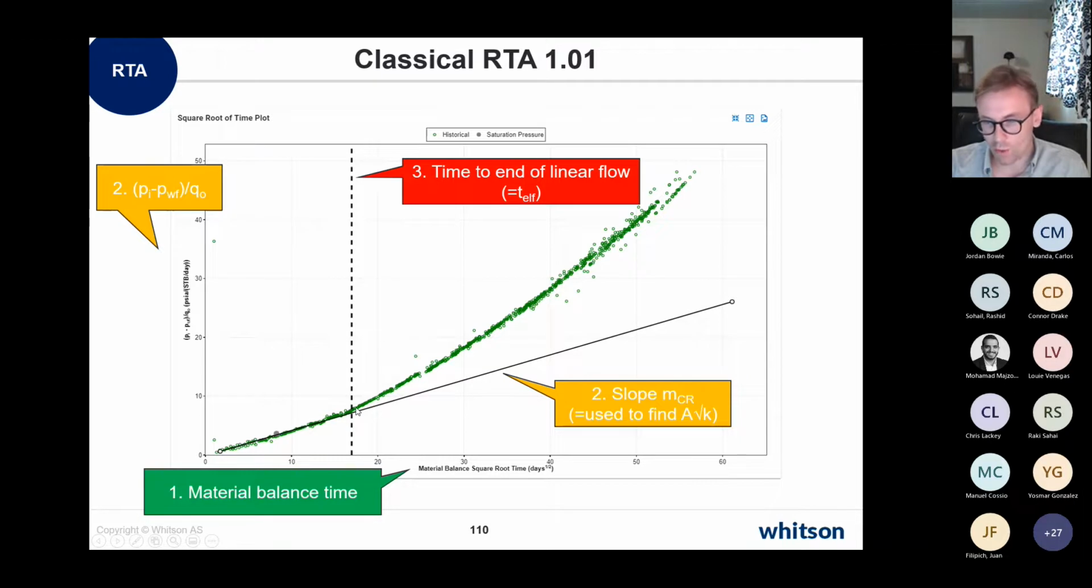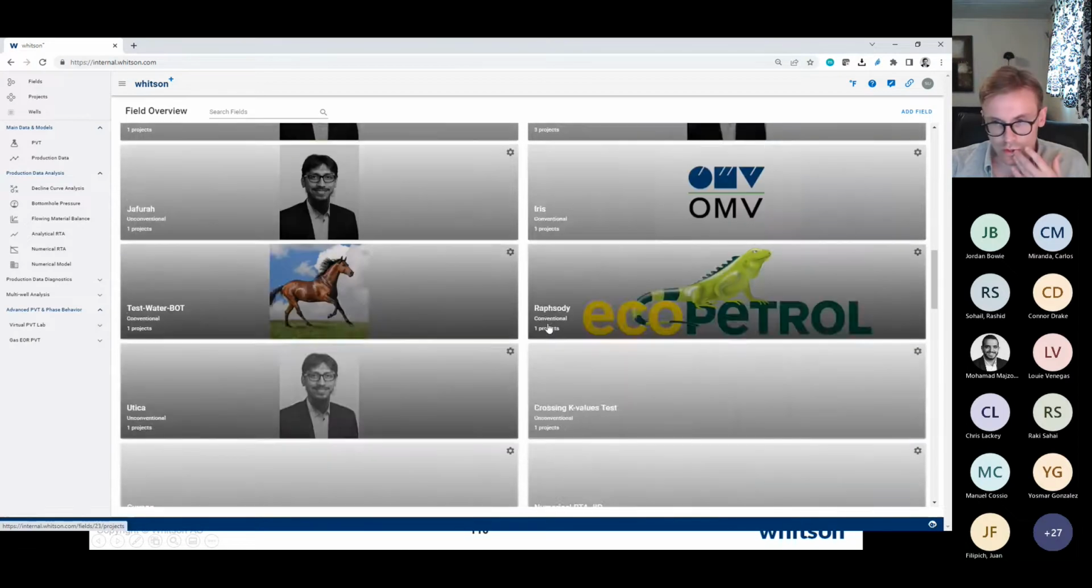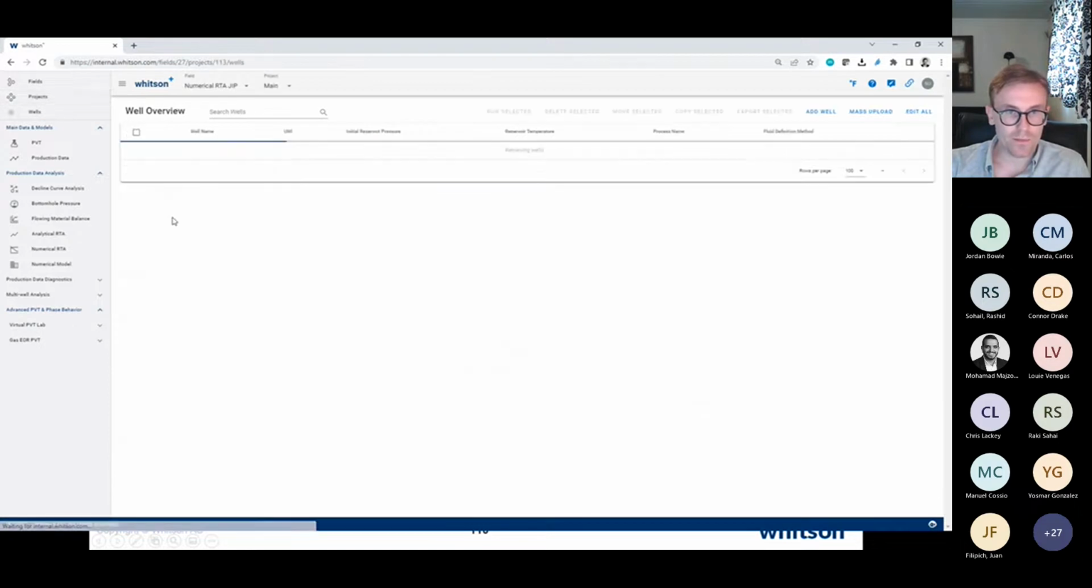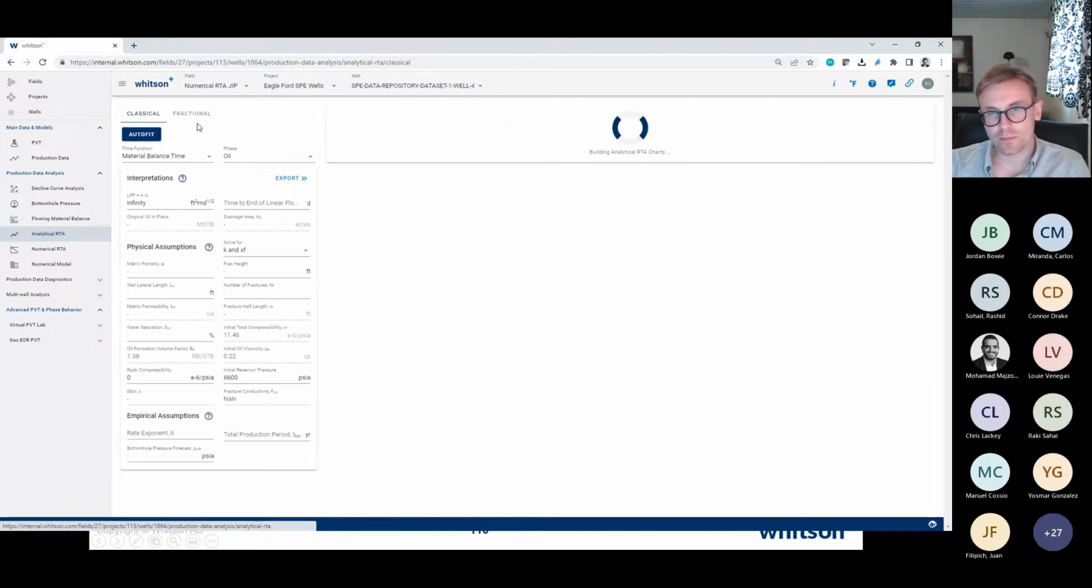All the ways to resolve parameters, etc., are exactly the same. It's just that the actual data points we're plotting here are all converted to reservoir conditions. So I'll just find a project here and pull up this one. So here you see I have a case.